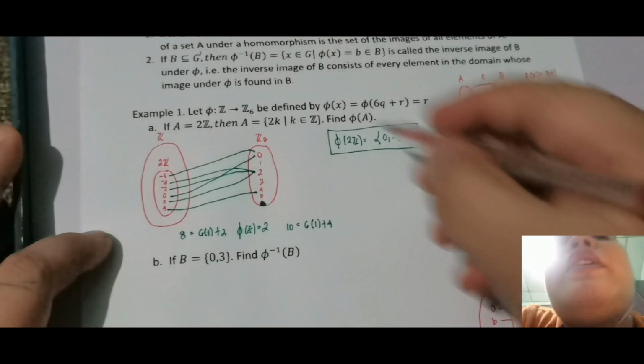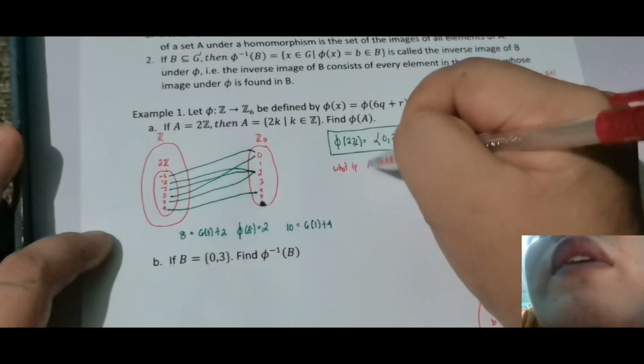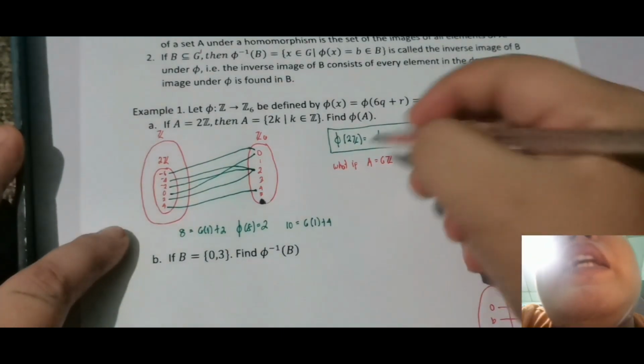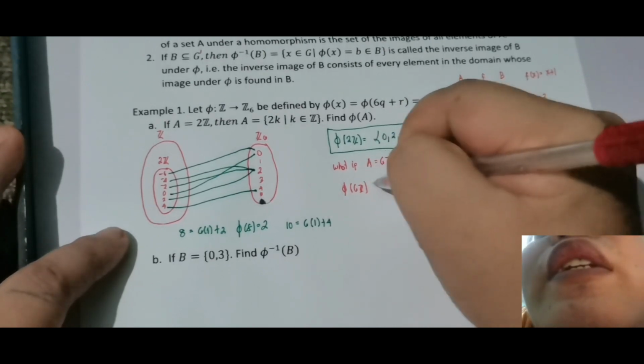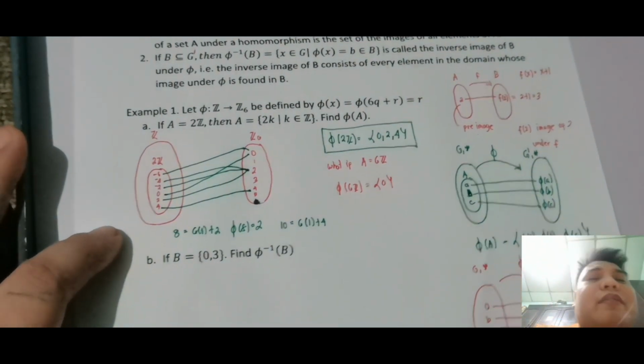Okay, so ngayon, lagyan natin konting innovation. So, what if A is equal to 6Z? So, isang tingin na lang, if A is equal to 6Z, yung P of 6Z is just equal sa the set containing 0. Kaya bakit?